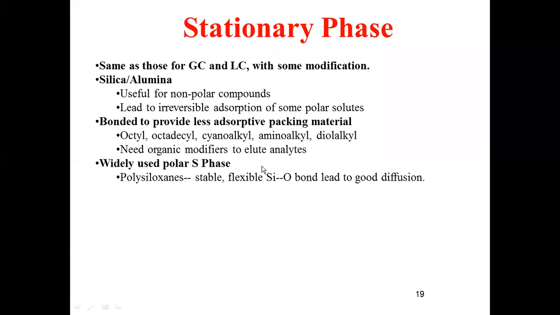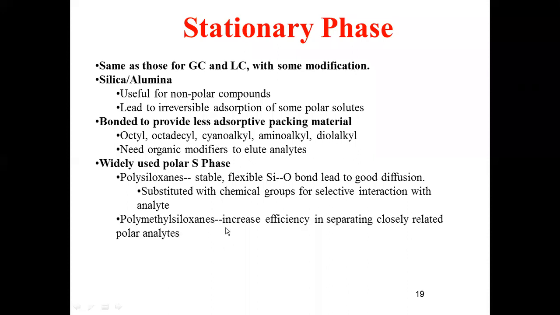And a widely used polar stationary phase is polysiloxane, mainly because they are very stable and they have a flexible silicon-oxygen bond, which is responsible for the good diffusion of the solute through the surface of the stationary phase. Some polysiloxanes are also substituted with chemical groups in order to initiate selective interaction with the analyte. Because of this selective interaction with the analyte, these stationary phases function more selectively.